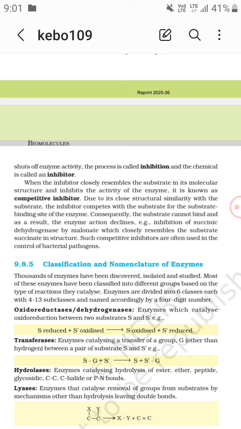Now this closely resembles the substrate, that is succinate. So succinate and malonate compete for the active site of the enzyme succinate dehydrogenase. The process is inhibition and the inhibitor is a chemical, which is malonate. So this was the competitive inhibitor.